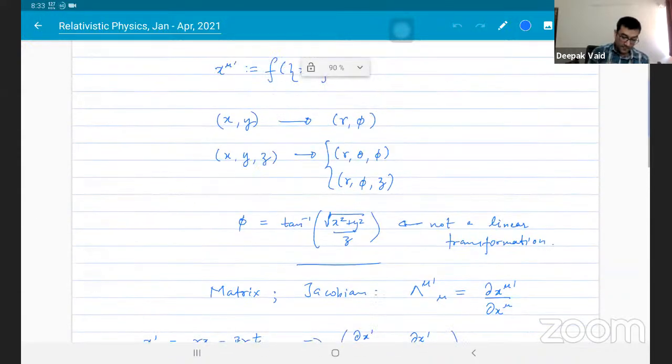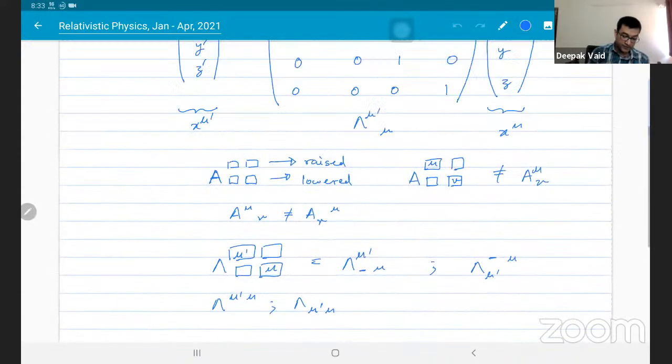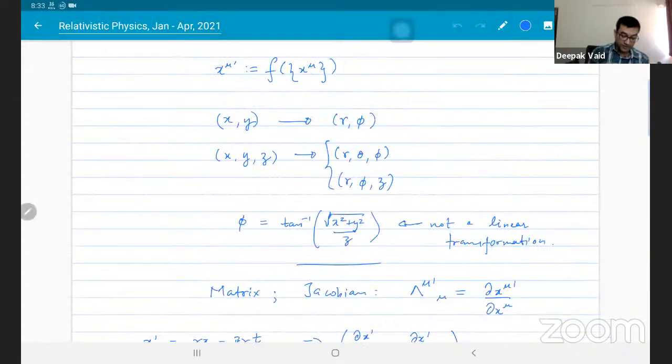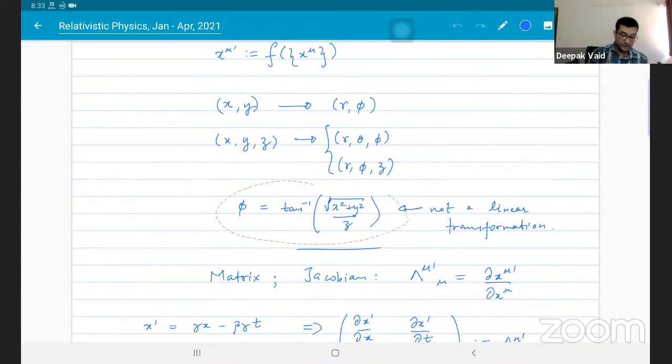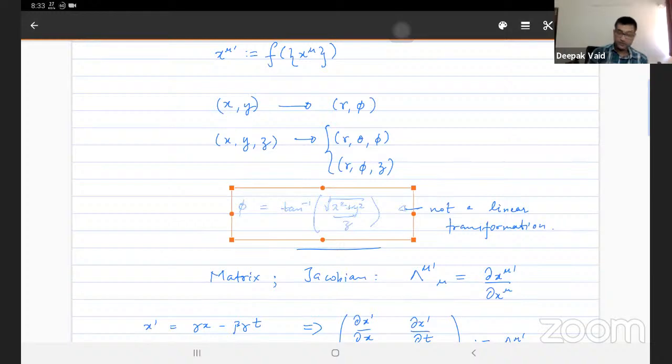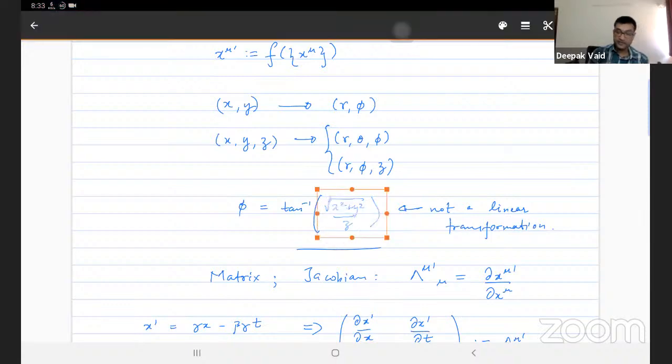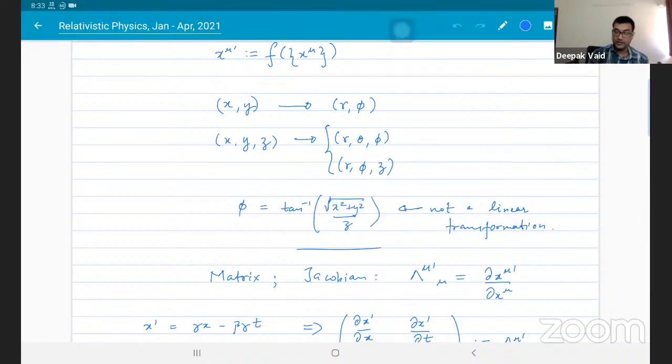Now, what is this Lorentz transformation? It's a coordinate transformation, right? You're going from one set of coordinates to another set of coordinates. So in general, whenever you have a coordinate transformation, it can be a linear transformation or a non-linear transformation. For instance, you have this relation between the spherical coordinates and the Cartesian coordinates x, y, z. So this is obviously a non-linear transformation.